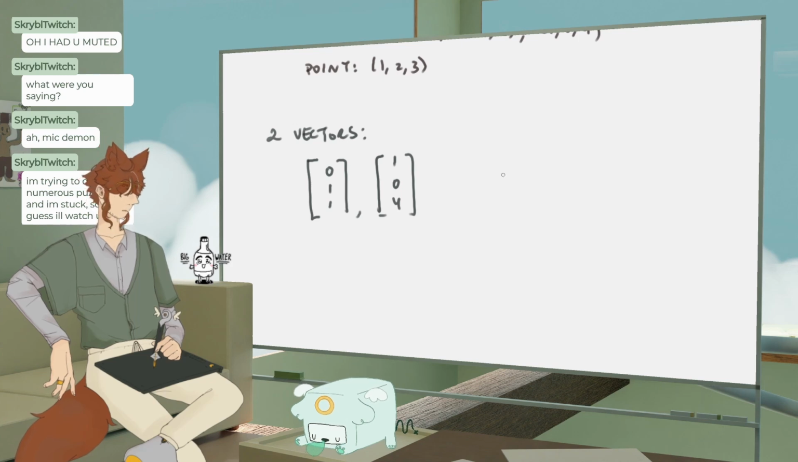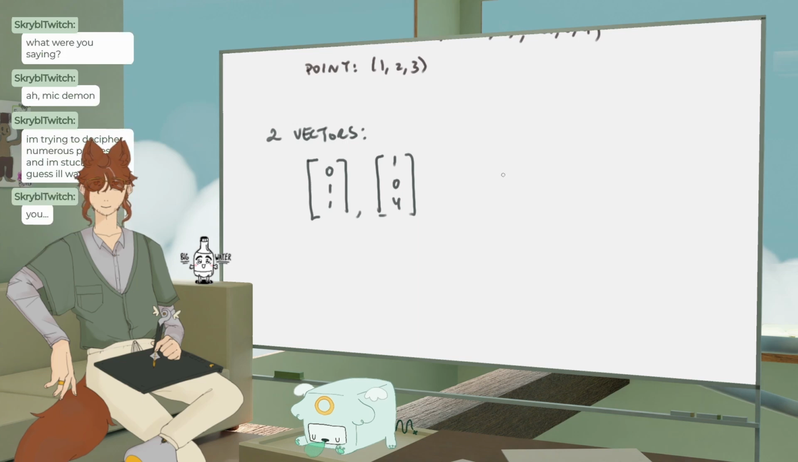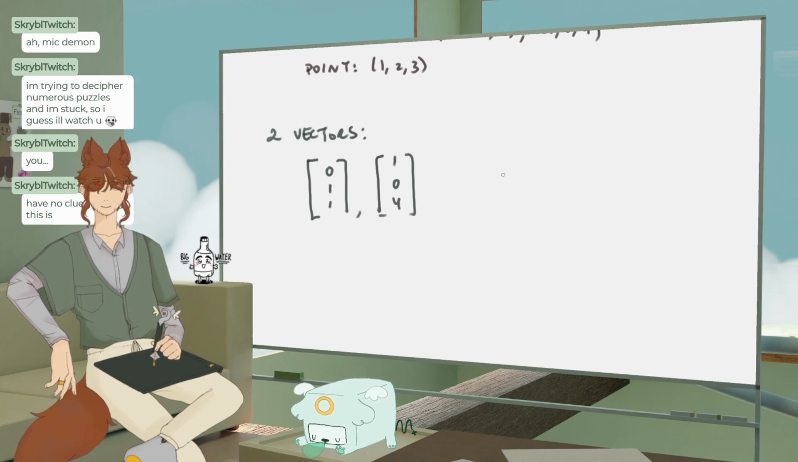And trying to decipher numerous puzzles, and I'm stuck, so I guess I'll watch you. But puzzles? Wait, you can't just come in here and be like, I'm trying to get puzzles. I love puzzles. I'm like the puzzler. The grinning puzzler. The grinning smiler. That's me. I'm the puzzle? I mean, yeah. Oh, I have no clue how big this is? Ooh. Well, now I'm intrigued. Now you gotta tell me.